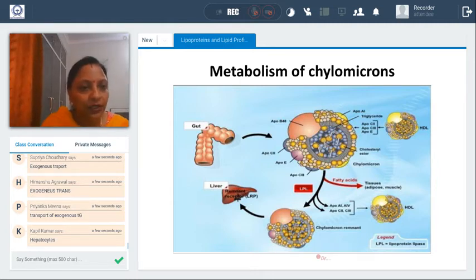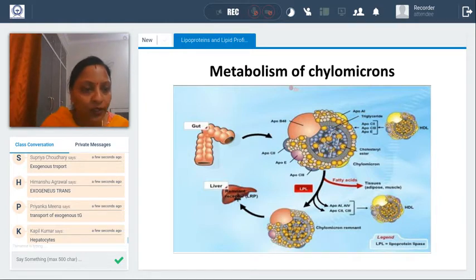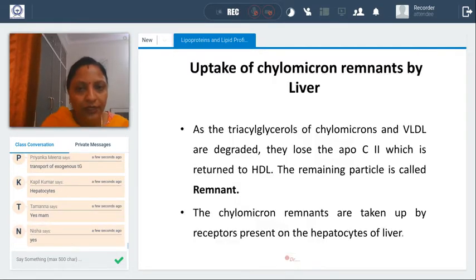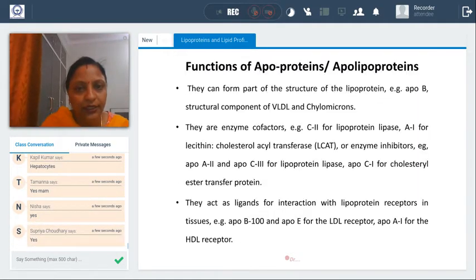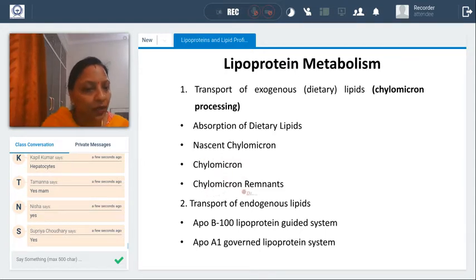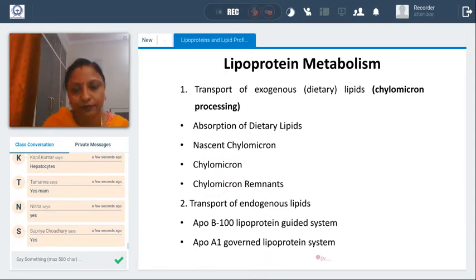Please write in the box, have you understood the whole mechanism of the metabolism of chylomicrons? As I told you in my previous slide, this contains 4 steps: absorption of dietary lipids, nascent chylomicrons, and again chylomicron remnants.